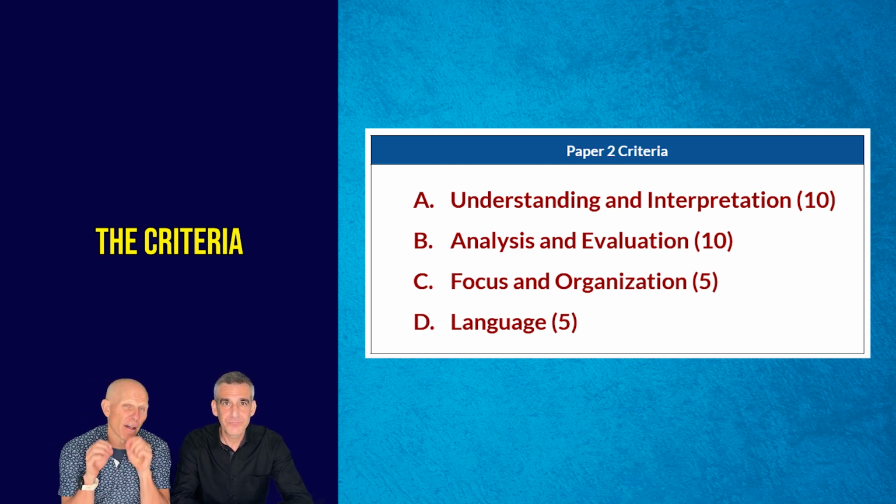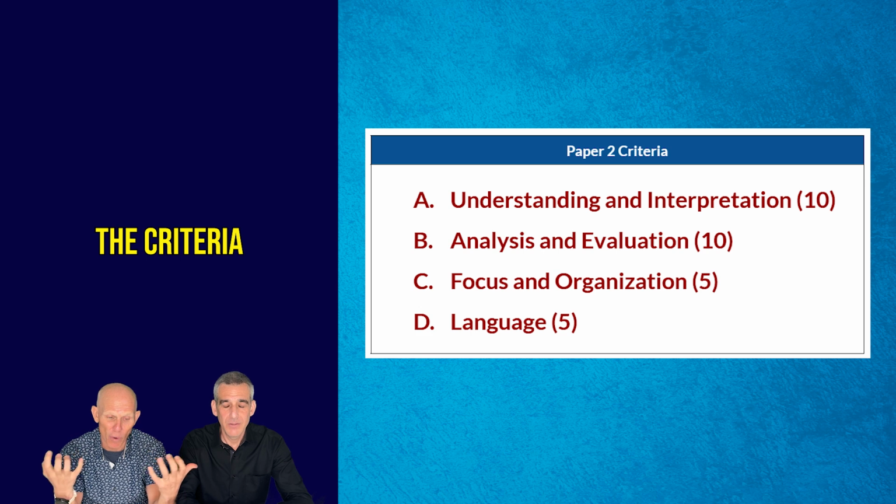Criterion B is analysis and evaluation. This is where we're going to talk about those broad authorial choices that the authors use. Put the author in the driver's seat, and we need to compare author choices. That's important. That's criterion B, also 10 points. Criterion C, focus and organization, is worth 5 points.